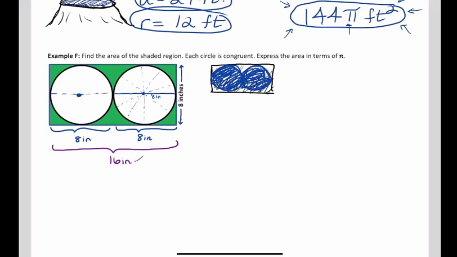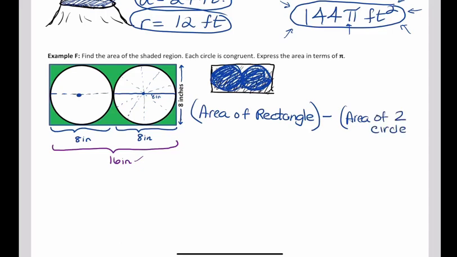So what you're going to want to do for this problem is find the area of the rectangle, and then you're going to want to subtract something. What do you want to subtract from that? Well, we have the area of a circle, but we don't just have the area of one circle. We want to find the area of both circles. Running out of room here. So area of 2 circles right there. So we're going to do area of the rectangle minus the area of the 2 circles. And this one says we want to keep it in terms of pi.